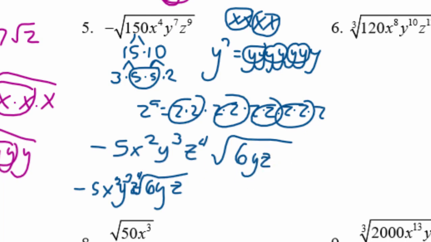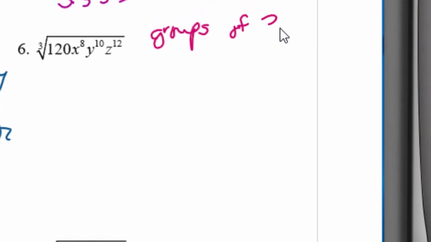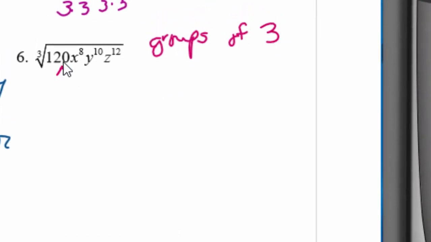Let's go to the next one. Are you getting the hang of this? Here comes the next one. Cube root of 120. Cube root, first of all. Did you notice that? Cube root of 120, x to the 8th, y to the 10th, z to the 12th. So we're looking for groups of 3. All right, but let's do a factor tree.